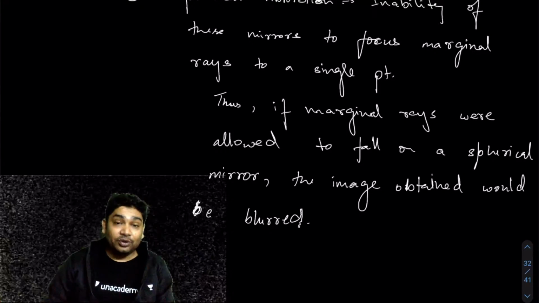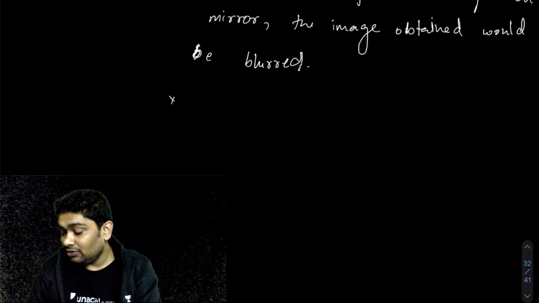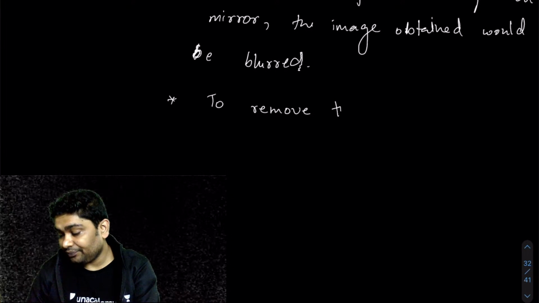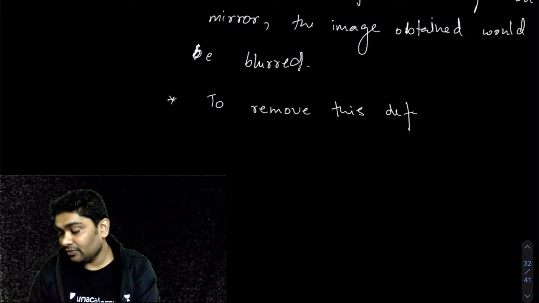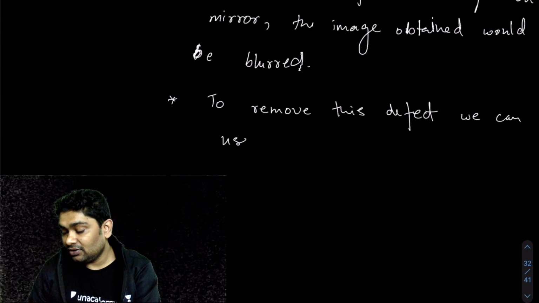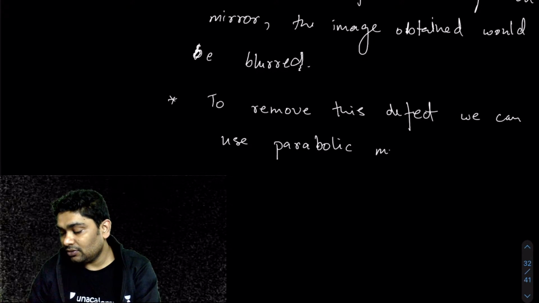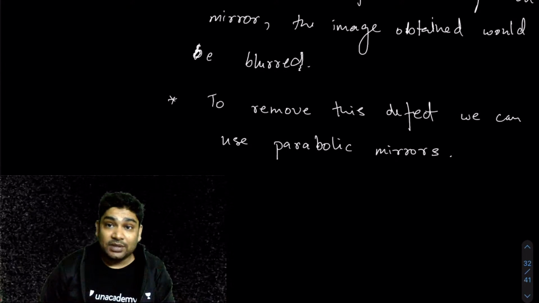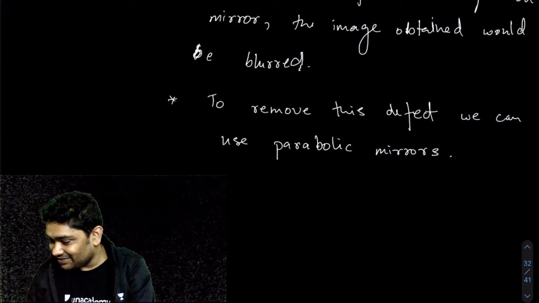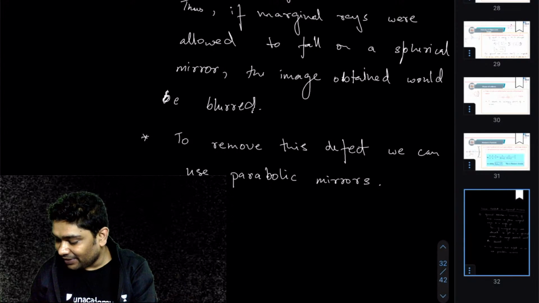Now, how do you remove this spherical aberration? To remove this defect, we can use a parabolic mirror. Okay, so using parabolic mirrors can actually focus the light truly. And let's see how it happens. How does that happen? Let me add on the page and prove to you.